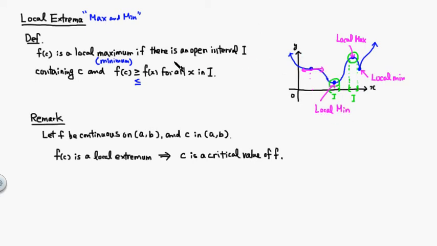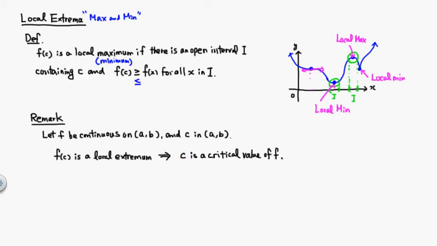And here's a remark, right? If you have a continuous function on an interval from a to b, and c is in the open interval from a to b, right? If f of c is a local extremum, so it's either a local max or local min, then c must be a critical value, right?